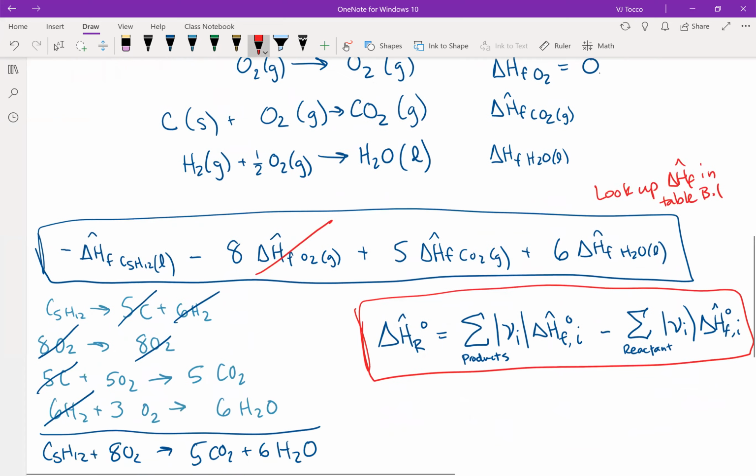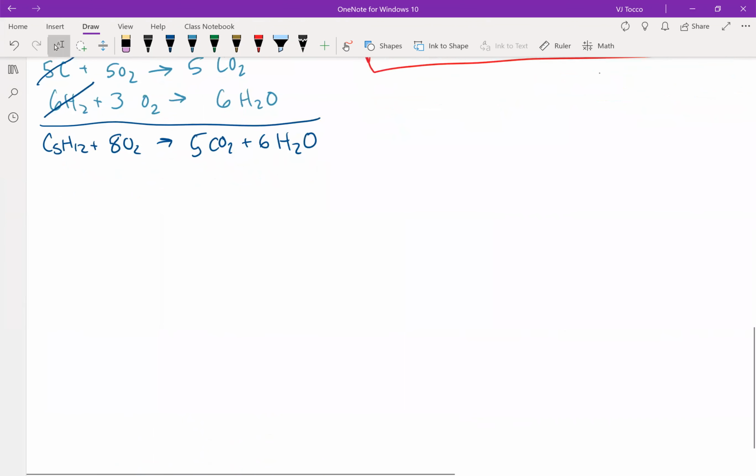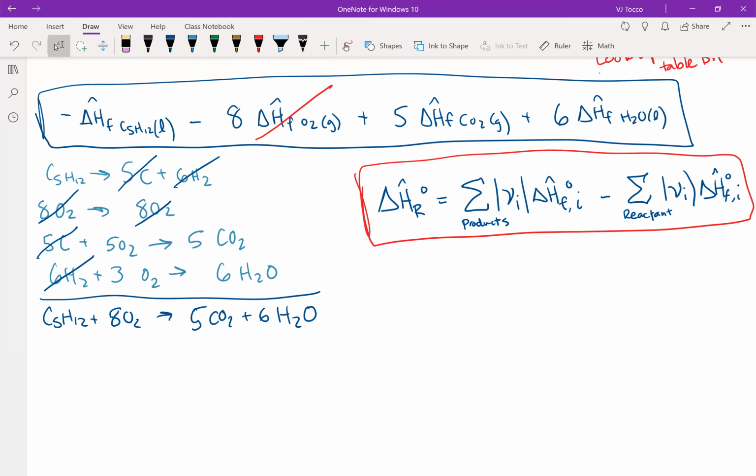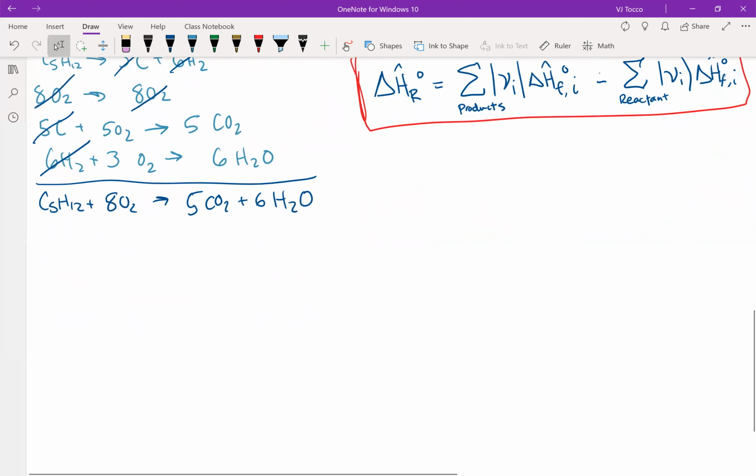All right, before I end the video, I just want to touch on another concept that is useful. For a combustion reaction, which is what that just was, I can more directly look up the heat of formation by looking up the heat of combustion. So heat of combustion is the heat of reaction for a combustion reaction.